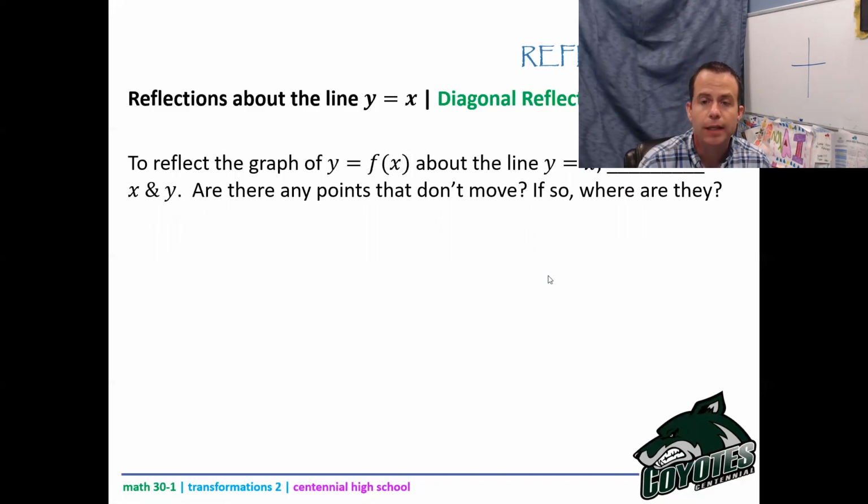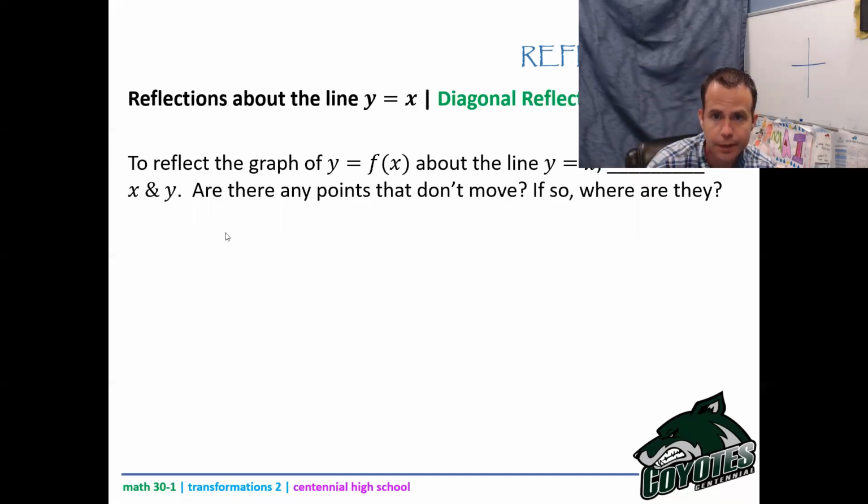All right, now, this one we haven't actually talked about yet. To reflect the graph of y equals f of x about the line y equals x, what we do here is we actually just switch x and y, okay? So the point 2, 3 becomes the point 3, 2. Whatever was x is now going to be the new y, and whatever is y now becomes the new x, okay? Are there points that don't move?